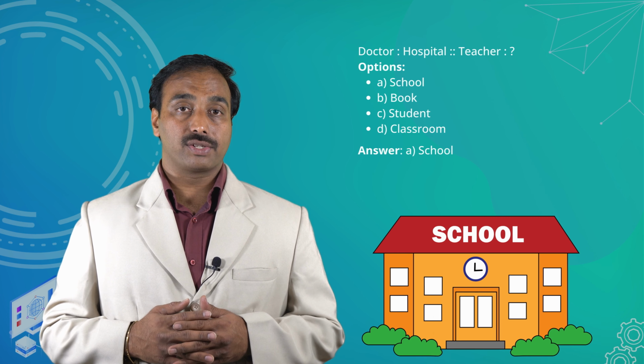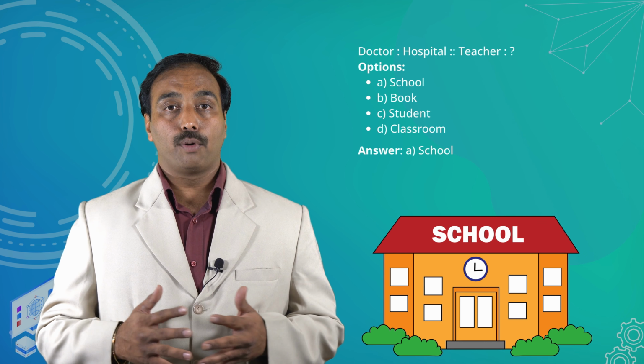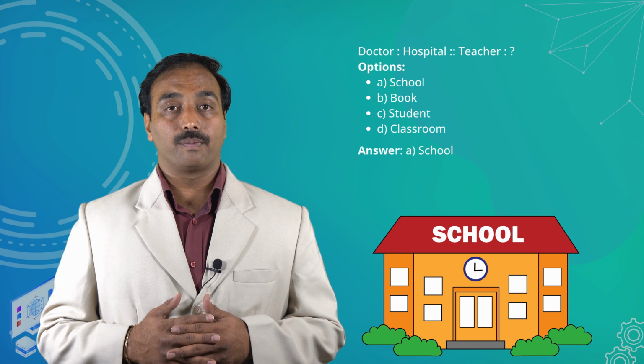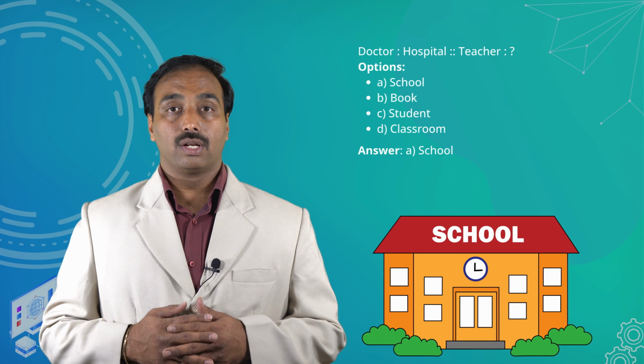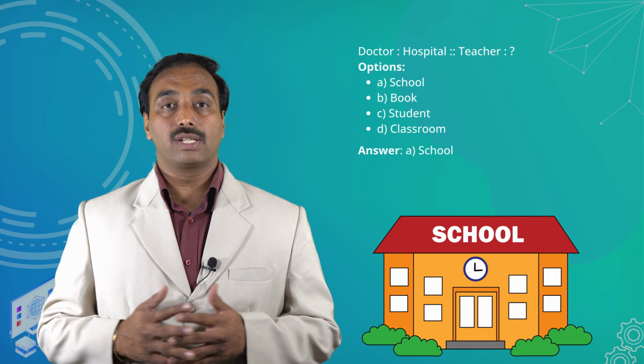Sample analogy questions. Doctor is to hospital, teacher is to what: school, book, student or classroom? So the correct answer is school, because a doctor works in a hospital. Similarly, a teacher works in a school.